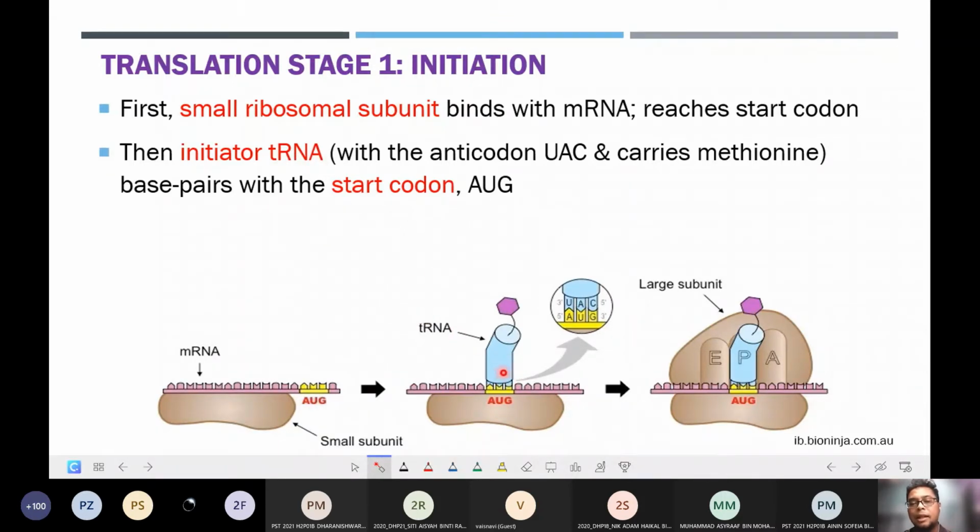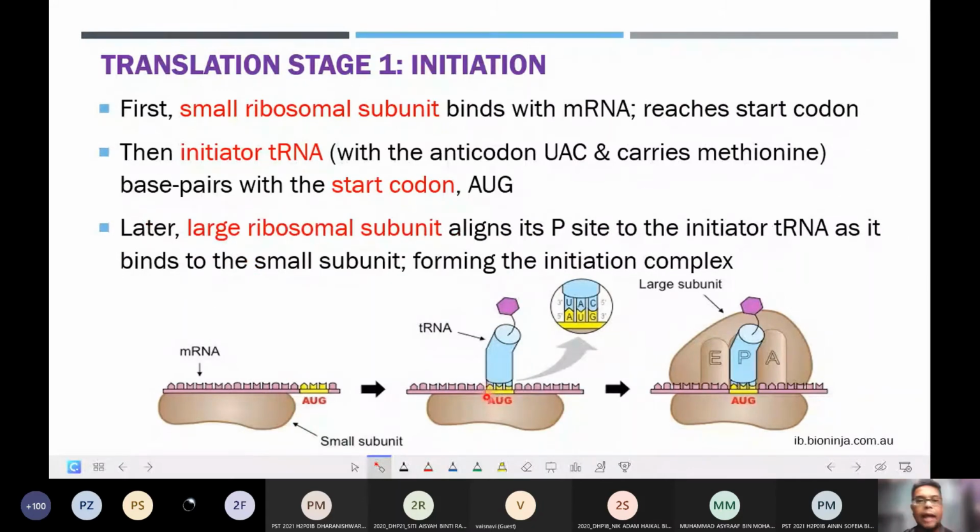Base pair means it will attach, it will combine with the start codon of AUG. After that comes along the large ribosomal subunit. And we should know that the large ribosomal subunit will have 3 sites, known as the A site, the P site, and the E site.